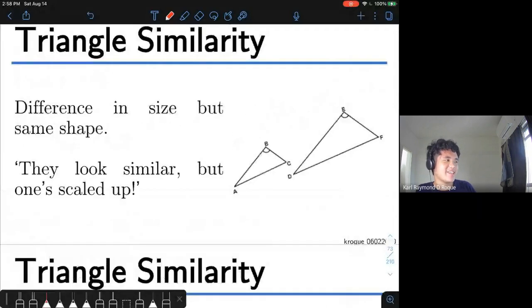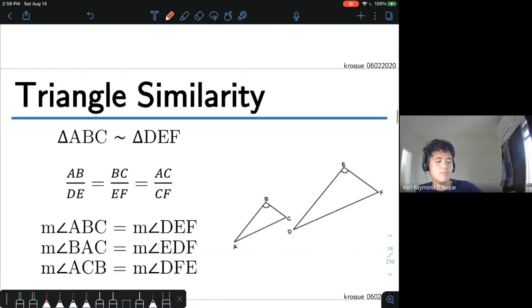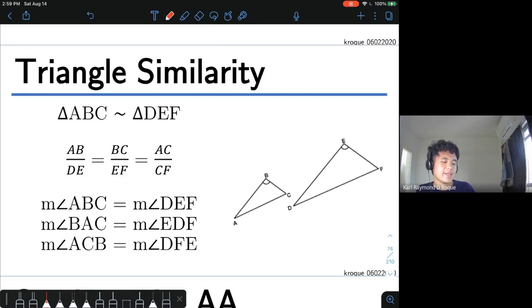Triangle similarity. They look similar, kaya nga similarity. Pareho sila ng shape, hindi pareho yung dimensions. Naka-scale up yung isa. Pag triangle similarity, parang congruence rin siya, pero ngayon proportional ang sides, pero equal yung angles. Corresponding sides are proportional, corresponding angles are congruent. Yun yung pinagkaiba. Same naming scheme.